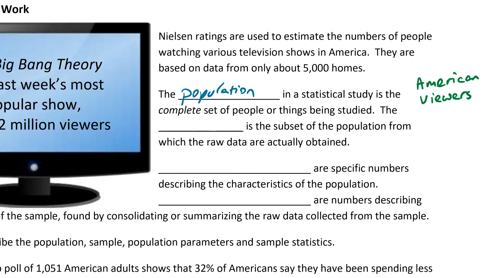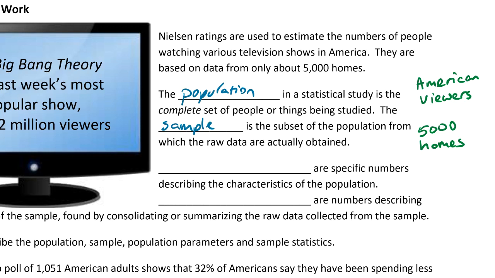All right. Next up, the sample is the subset of the population from which the raw data is actually obtained. So in our example, that would be the 5,000 homes. So the sample is just that little subset of the American people that actually get those boxes that they're actually getting data from, because they're not going to actually get data from every single household in America. That's way too much. So we just use the sample.